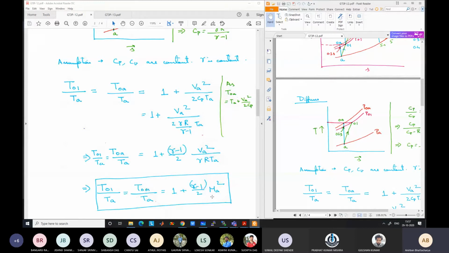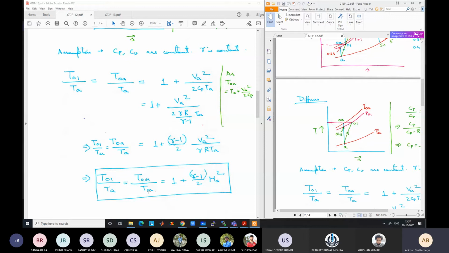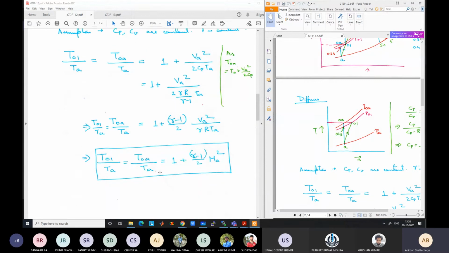This is a design quantity. So you will know the inlet Mach number, like when you are designing, for what velocity your aircraft will fly. So T01 by Ta is equal to 1 plus (gamma minus 1) by 2 Ma square. This is a very well-known relation, but I have just shown the derivation here. In many books you may find that this is directly written. This stagnation temperature is related to static temperature by 1 plus (gamma minus 1) by 2 M square. For our case, T01 is also related like this because T01 is equal to T0a.